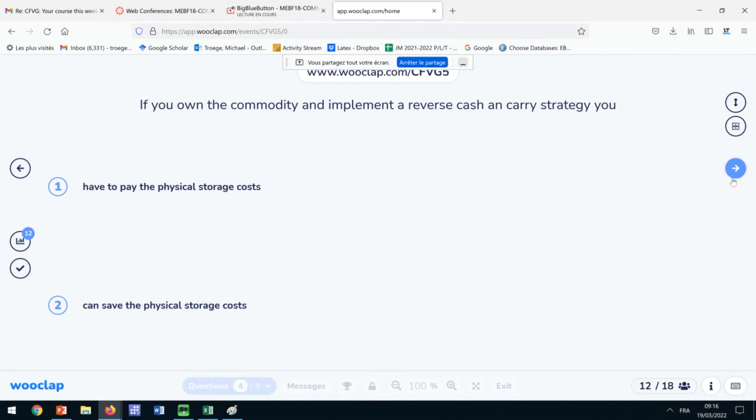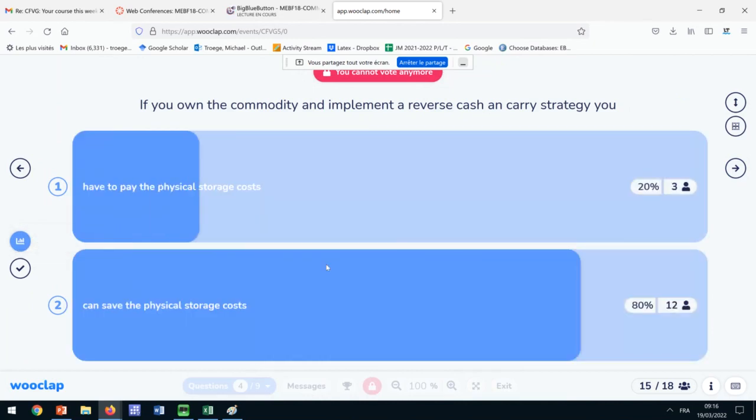Okay, so you are, I don't know, a bakery and you have a lot of wheat that you don't need at the moment, so you decide to, the curve is downward sloping, you decide to sell it now and buy it back later. In this case, you can save the physical storage costs, okay? Because you're selling your commodity, so you don't pay the storage costs anymore, and you buy it back later on.